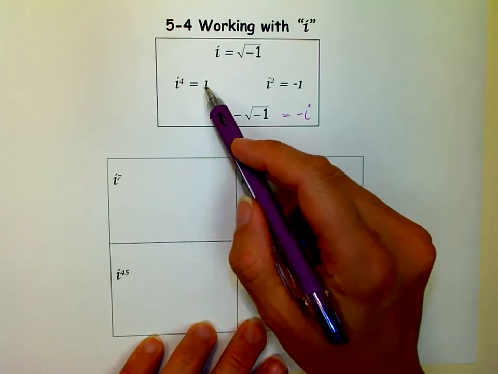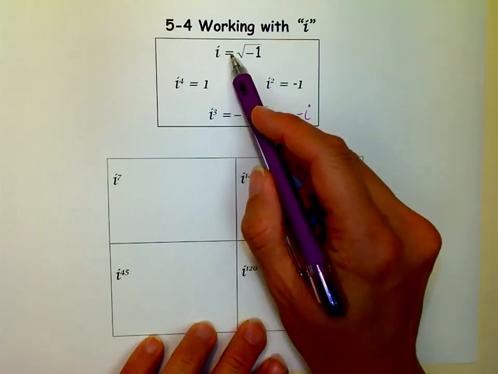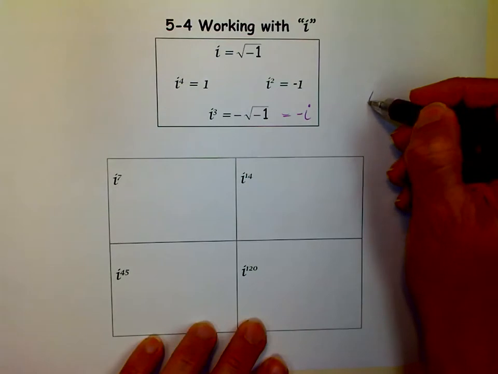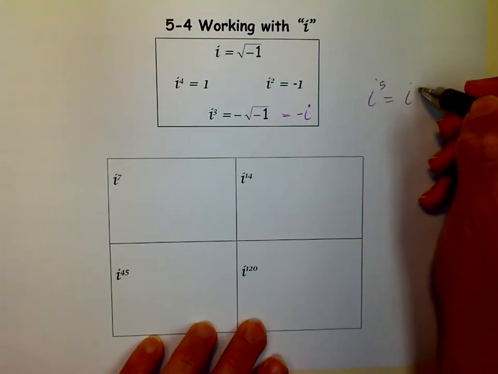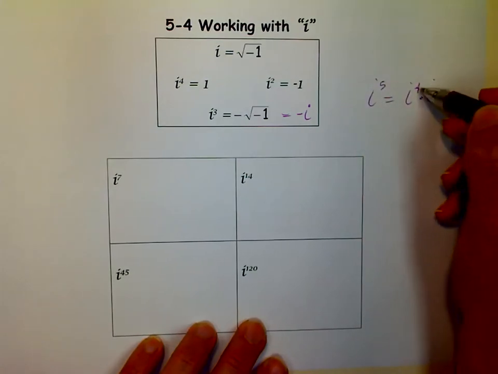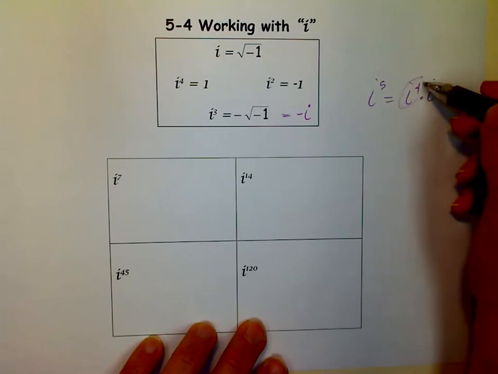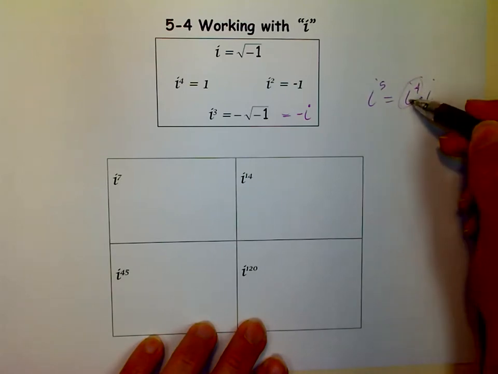And what happens is when you do i to the 5th, you come back up here, because i to the 5th, if you remember your exponent rules, is i to the 4th times i. Well, this is 1. So every time you have an i to the 4th, it's a 1.